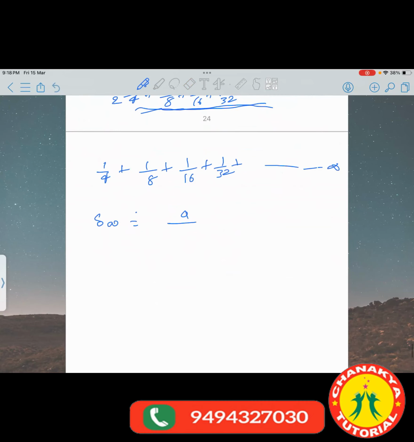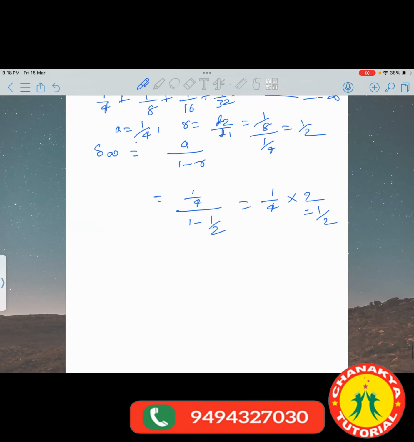S infinity is A upon 1 minus R. A is equal to the first term, 1 by 4. R is equal to T2 upon T1. T2 is 1 by 8 upon 1 by 4, that is 1 by 2. So S infinity is 1 by 4 upon 1 minus 1 by 2, that is 1 by 4 into 2, that is 1 by 2. So S infinity is 1 by 2.